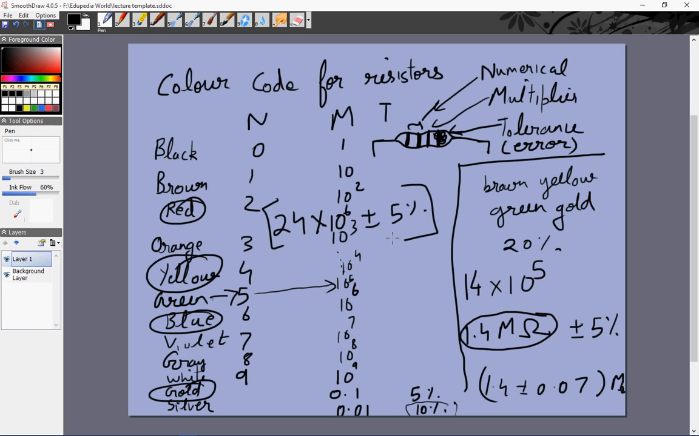So this is how you can do it. Unfortunately this table you'll have to remember. I suggest that 0 to 9, 1 to 10 to the power 9, and minus 1, minus 2, you can remember easily once you remember this sequence. So just try to create a mnemonic or an acronym to remember this sequence. So this completes resistors.